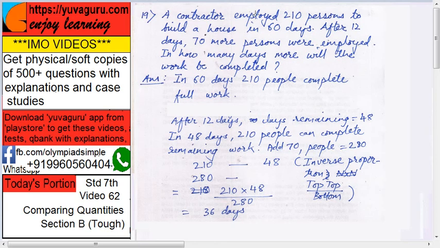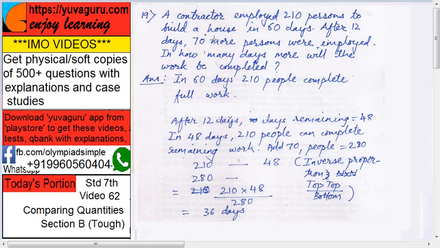A contractor employed 210 persons to build a house in 60 days. After 12 days, 70 more persons were employed. In how many days more will the work be completed? Understand the problem properly. 210 persons first, and the work gets completed in 60 days.